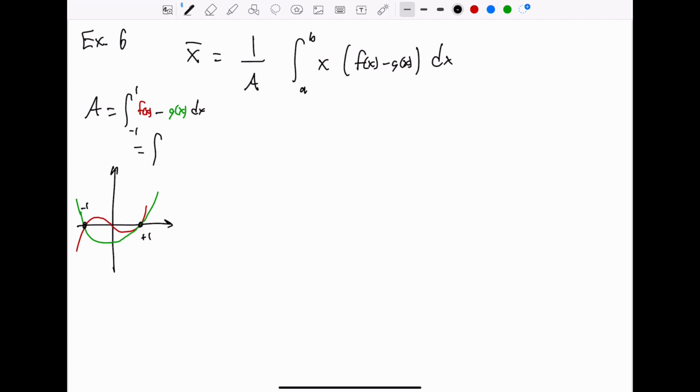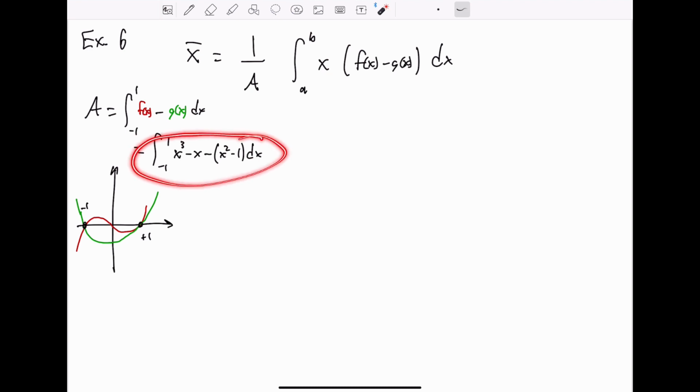So our f of x function is x cubed minus x. G of x is x squared minus 1. And we could work through this by hand pretty easily, but we'll use Mathematica to find the value of this. And plugging this into Mathematica, we get an area value of 4/3. So that's the area for this two-dimensional region. That's what we use for the denominator in the x and y components for the centroid.